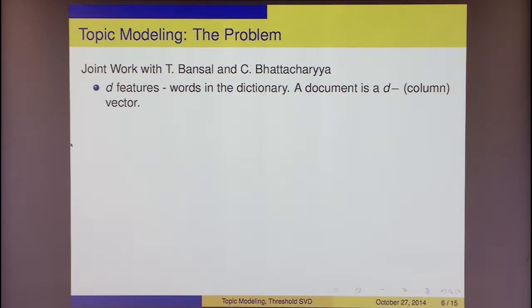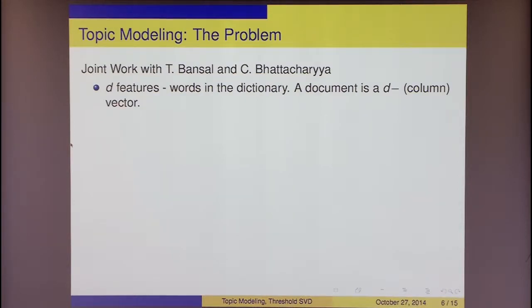This first is just a definition of topic modeling, but the work I'm going to talk about is joint work with Bansal and Bhattacharya. So there are D features. Again, I'm going to assume only as much knowledge in topic modeling as I had 6 months ago, which is almost nothing. So I'll introduce it from first principles.